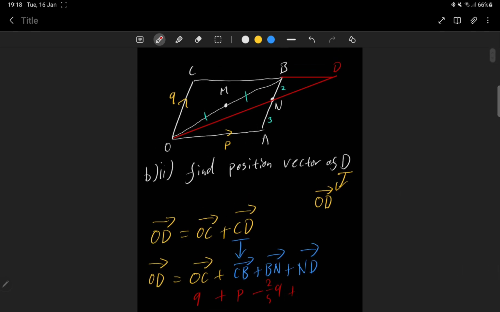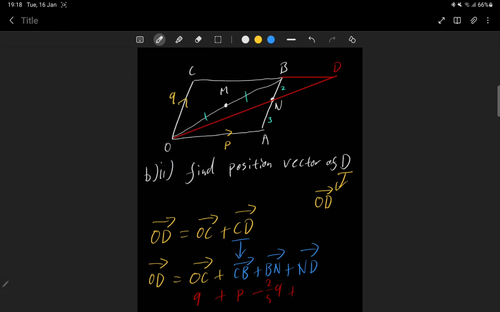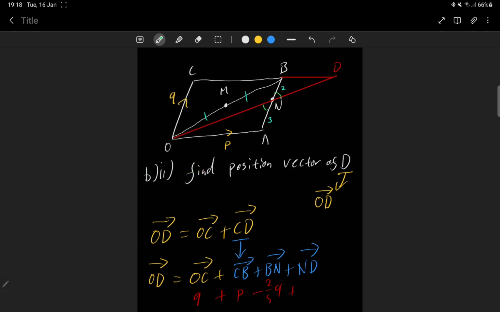So ND is the main tricky thing. What you need to realize here is that OAN and NBD are similar triangles, right? They are similar triangles because these two angles are the same, because they're opposite angles. These two angles are the same because they're alternate angles. And if those two angles are the same, then these two angles have to be the same, right? You have 3 different angles that are the same. Those two triangles are similar triangles.